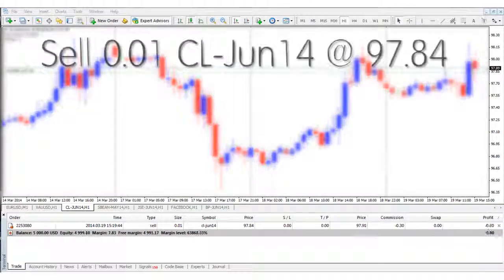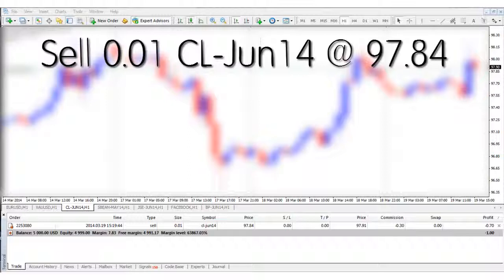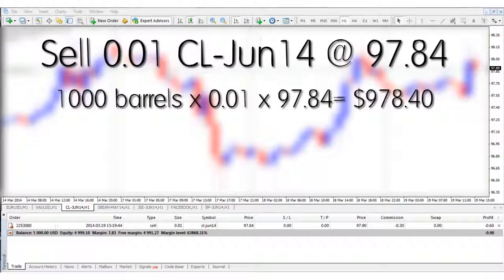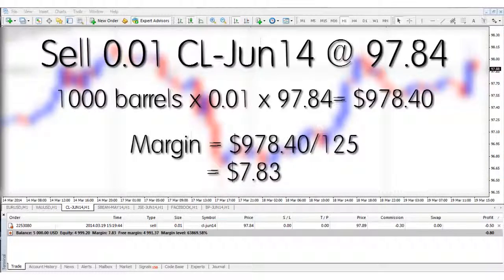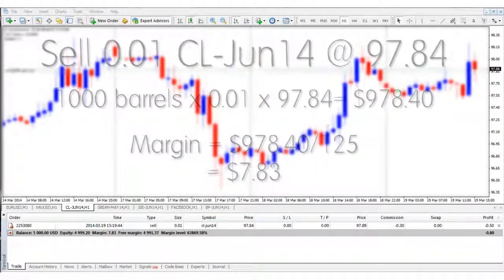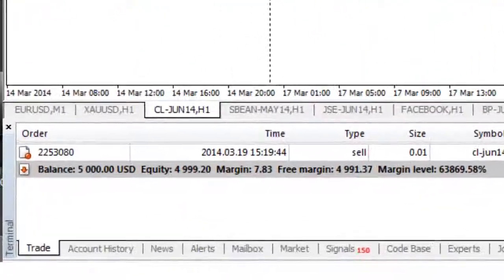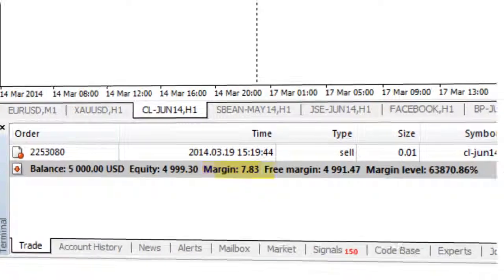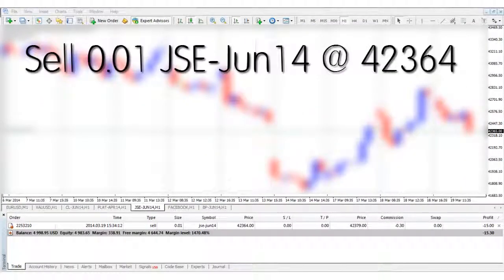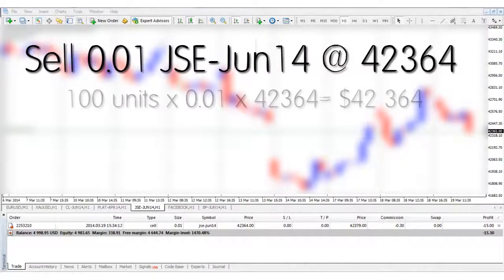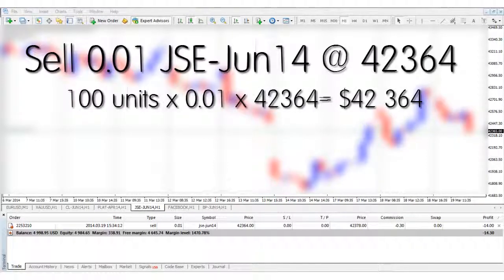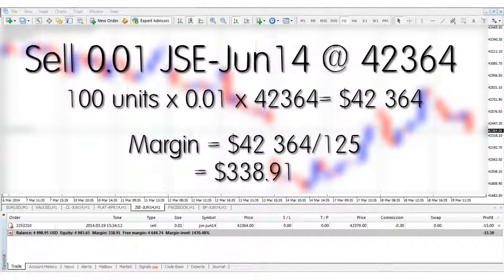Let's say we sold one micro contract of light sweet crude oil at 97.84. If we sold 10 barrels, that means that we should have received $978.40. With a leverage of 1 to 125, our margin will be $7.83. This means that we need to have a minimum of $7.83 in our account to place this trade. In our next scenario, we sold one micro contract of JSC at 42364. With a leverage of 1 to 125, our margin will be $338.91. This means we managed to place this trade because we had more than $338.91 in our account.